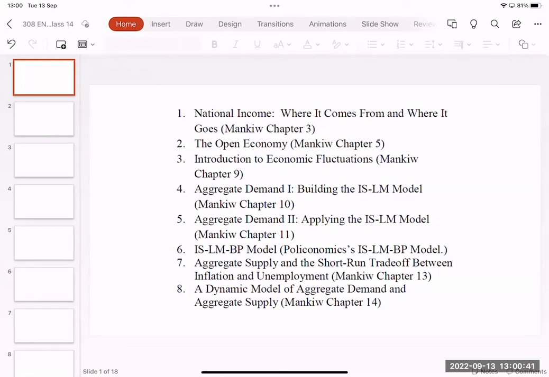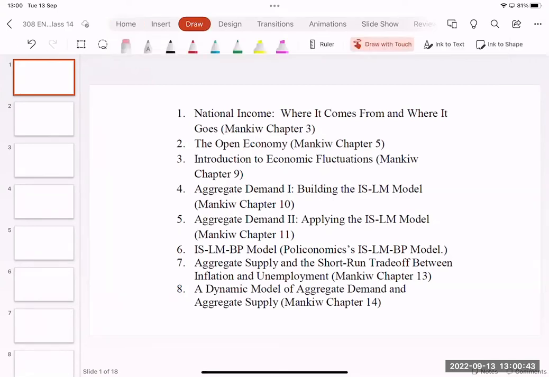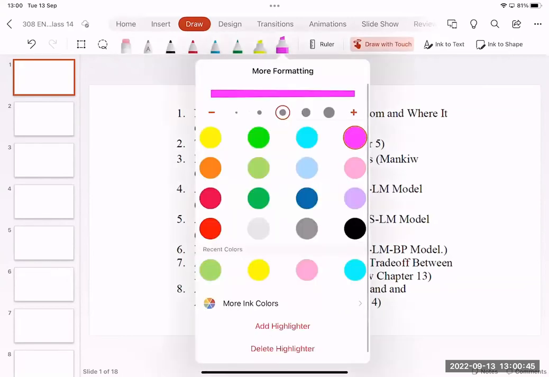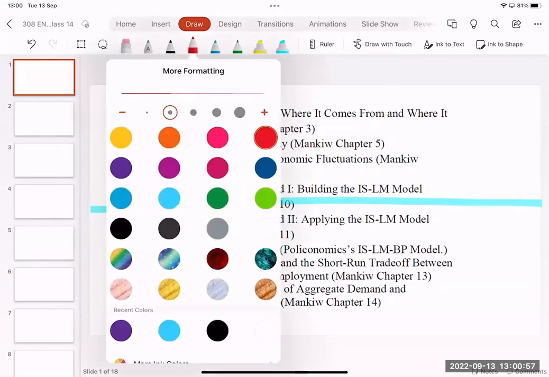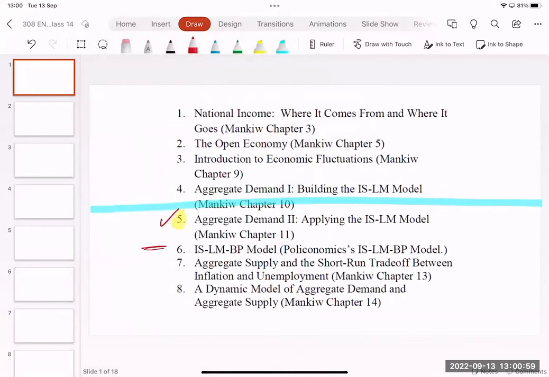As you can see, this is the course contents. To remind you again, the final exam is going to be chapters 5, 6, 7, and 8. We are already done with chapter 5, right? And today we're going to talk about chapter 6. Chapter 6 is going to be about the IS-LM and BP model.